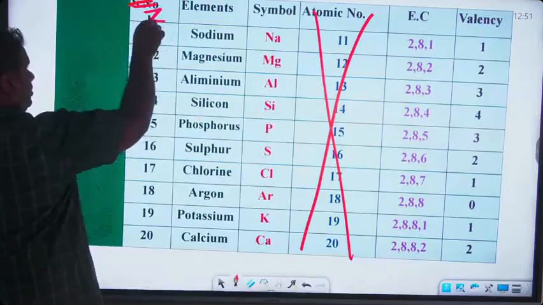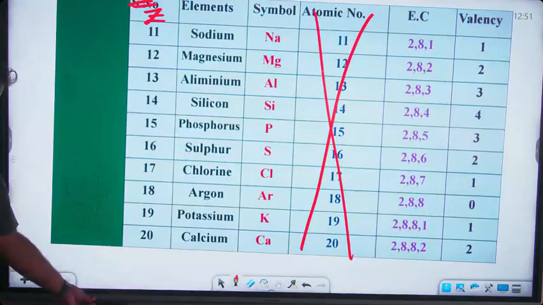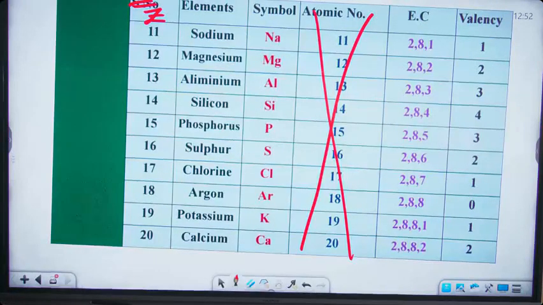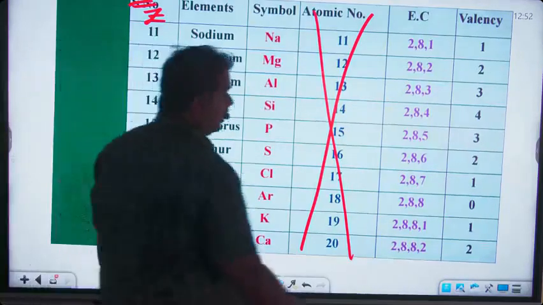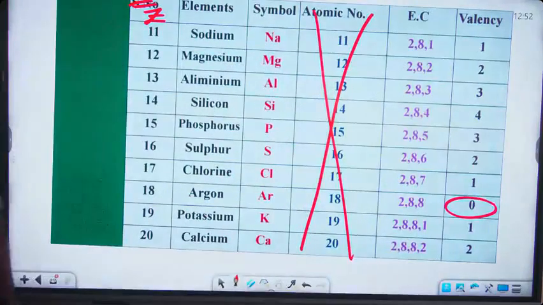This is atomic number. Sodium, magnesium, aluminium, silicon, phosphorus, sulfur, chlorine, argon, potassium, and calcium. Again, for argon, valency is equal to 0.